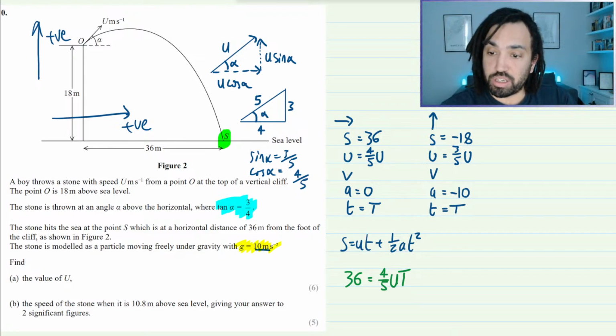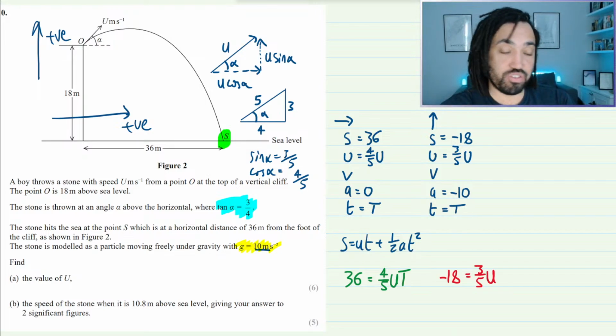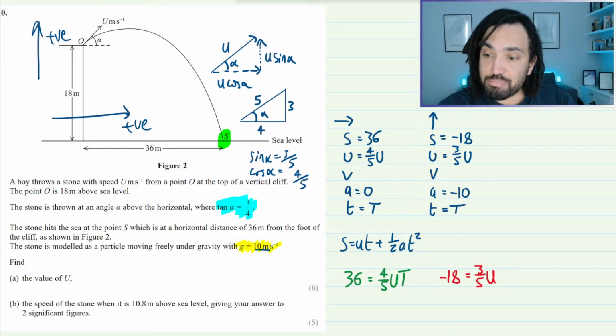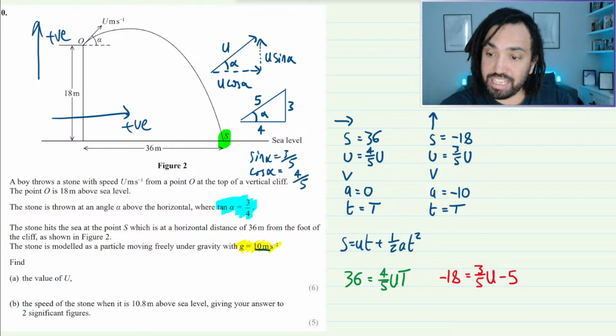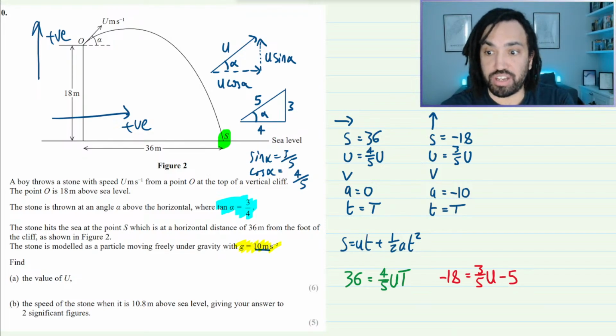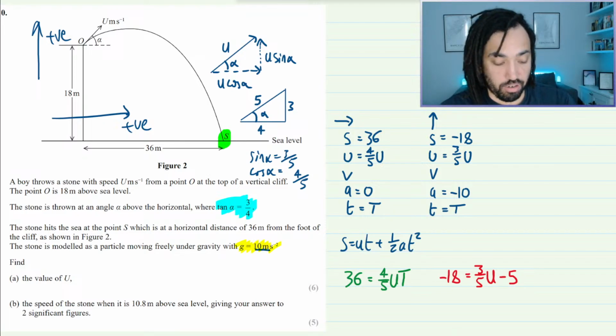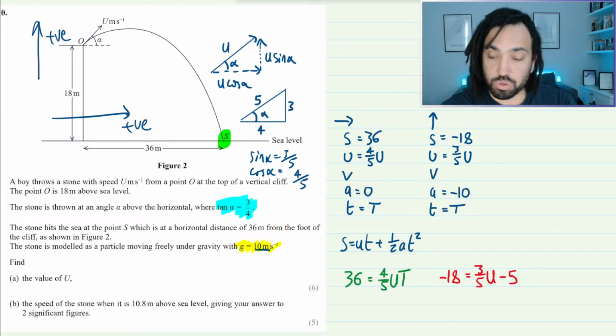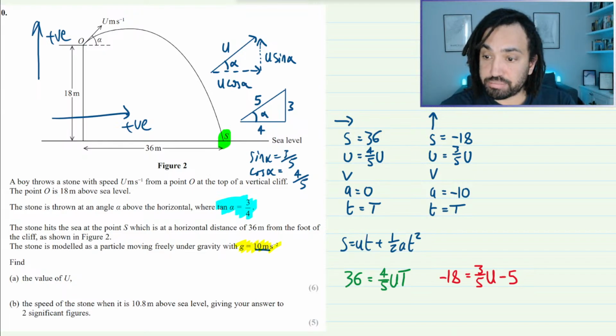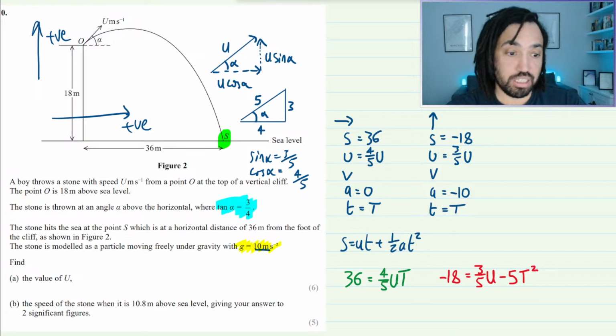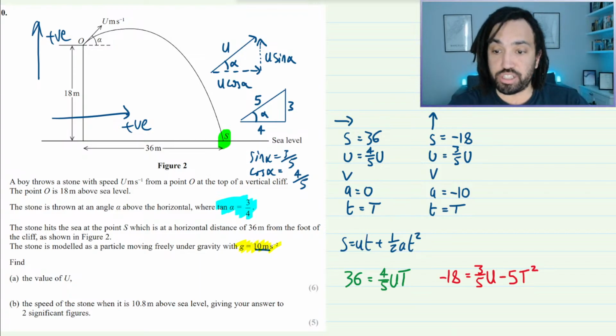And then what about the other one? I'll do that one in red. Minus 18 is equal to u, which is in fact 3/5 of capital U, times T, and then minus a half of a, so that's also plus half of a, and a being negative means we've got minus a half of a, which is minus 5, and then we have also the T squared. Perfect. What we're going to do next, guys, how are we going to find U?